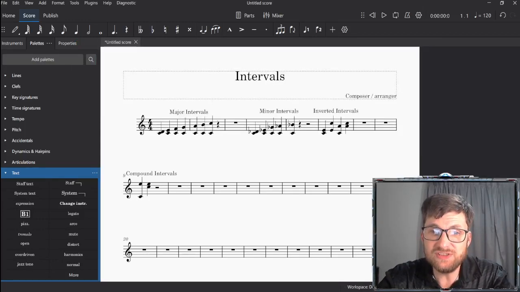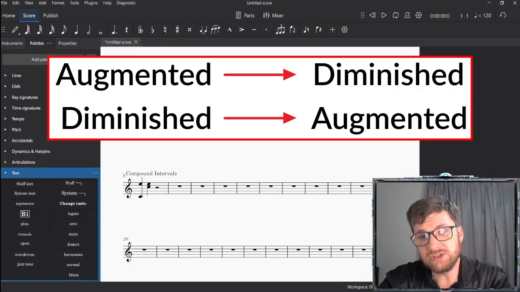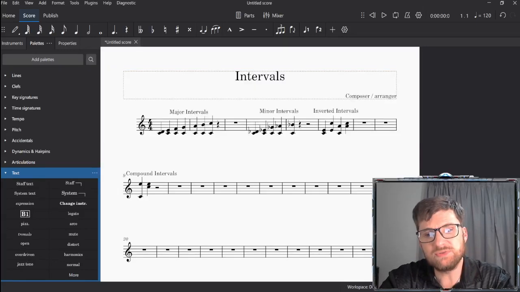With inverted intervals, the thing to remember is majors become minors and minors become majors. To put that technically, augmented intervals become diminished and diminished intervals become augmented. This is because we're changing the scale when we invert an interval.